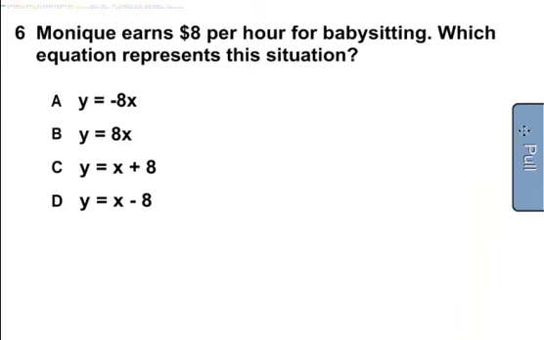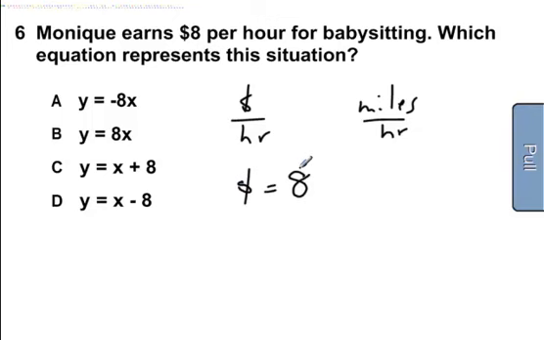All right. Monique earns $8 per hour for babysitting. Which equation represents the situation? Well, $8 per hour, so dollars per hour. Guys, that's the same as miles per hour in terms of rate of change. It's something that happens over and over and over again. It doesn't change. She suddenly doesn't earn $10. She suddenly doesn't get dock pay. She earns $8 every hour. So her total, let's say, money she earns, or dollars she earns, she gets $8 for every hour she works.